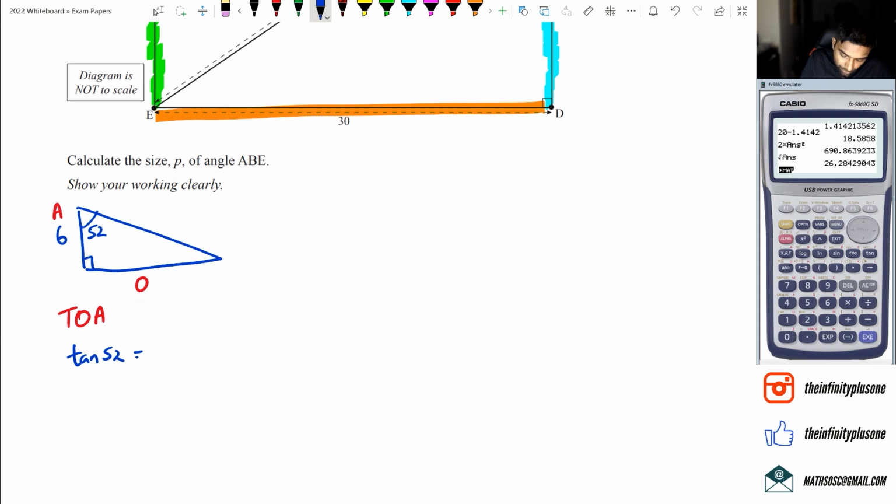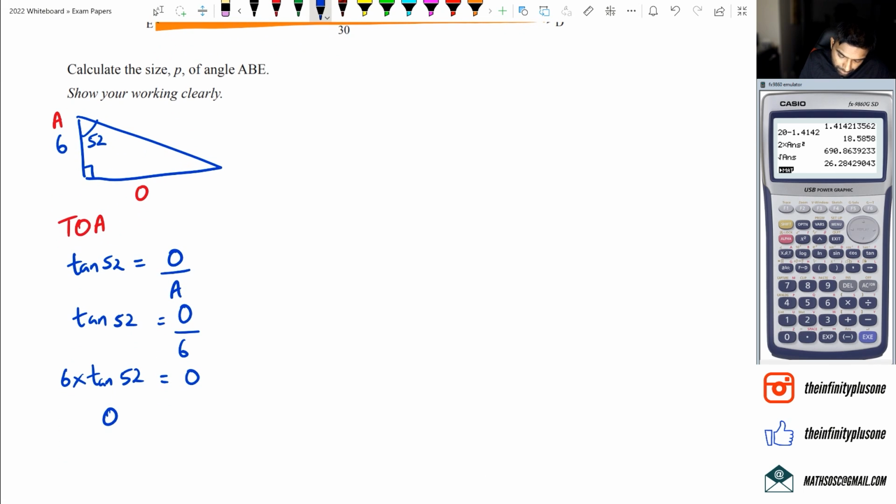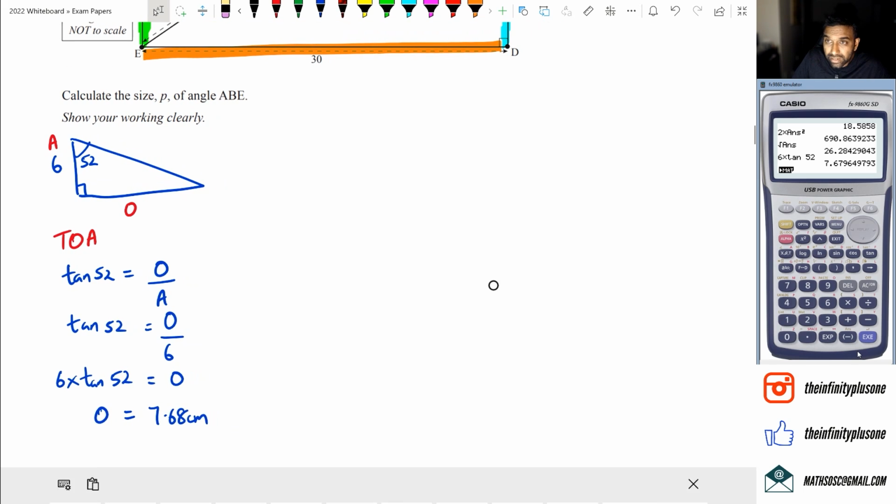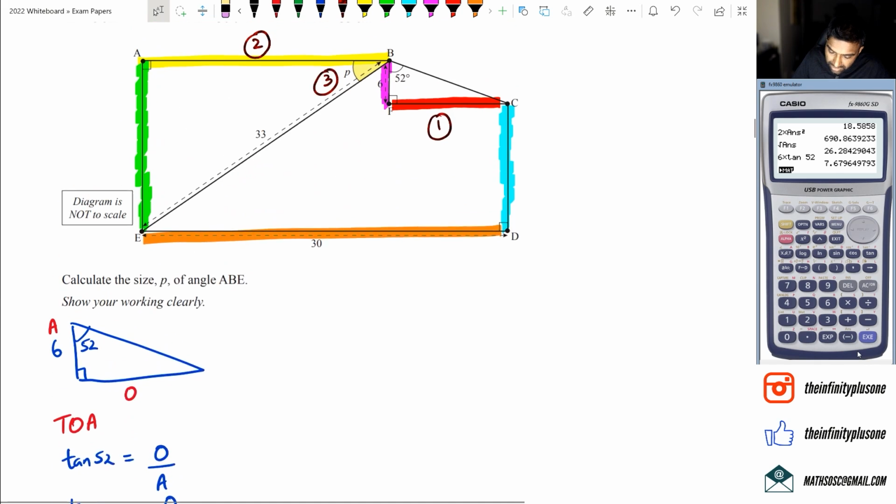So tan of 52 equals opposite divided by adjacent, and then tan of 52 equals opposite over 6. So this becomes 6 multiplied by tan 52 equals opposite. So opposite is equal to 6 tan 52. 6 times tan 52, which equals 7.68 centimeters. So let's go back to our diagram here.